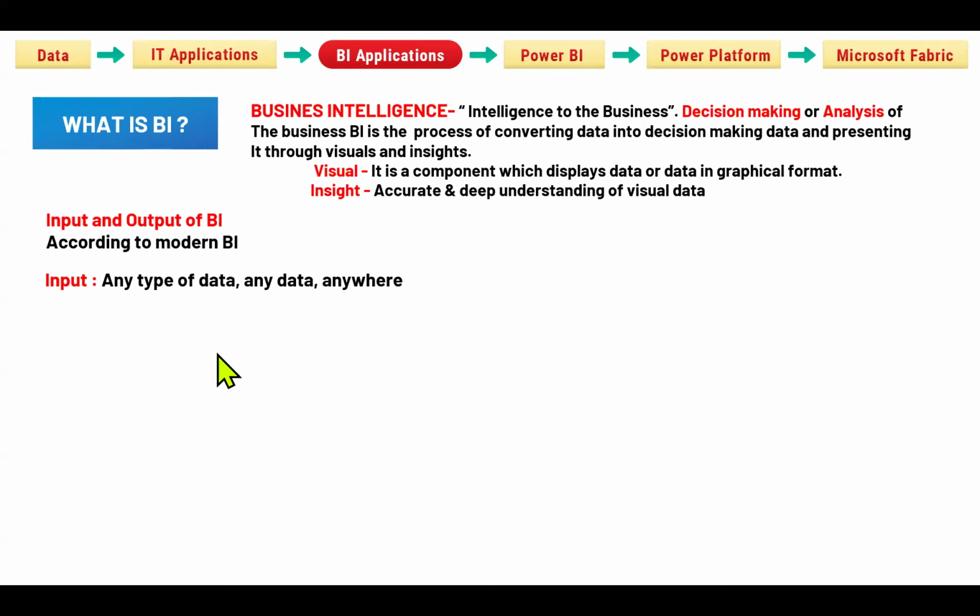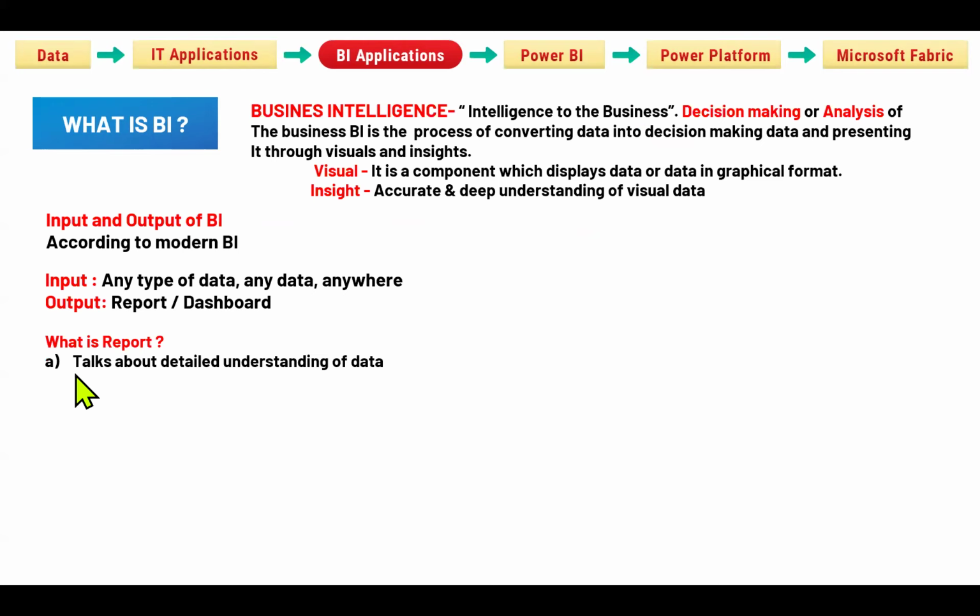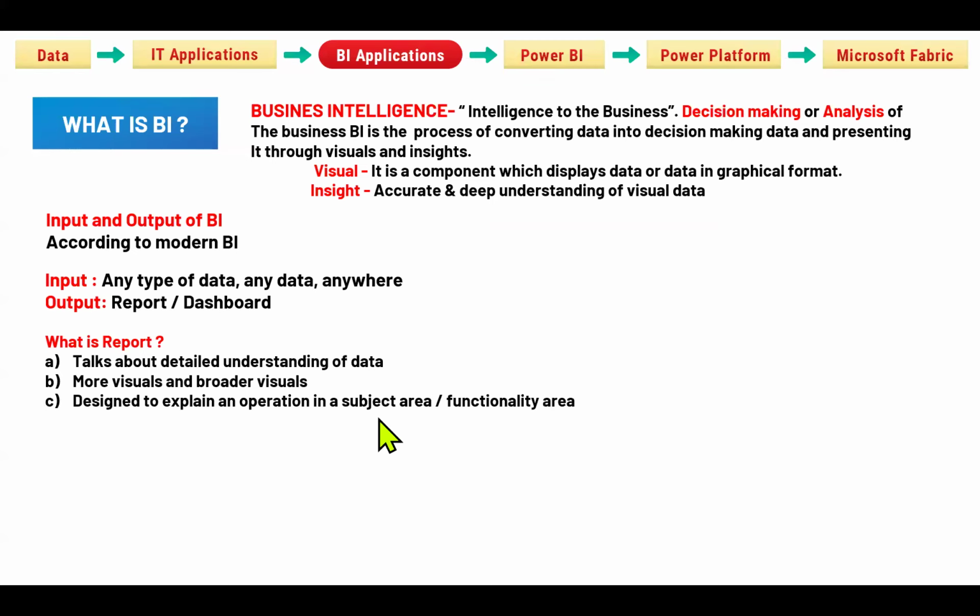Input for any BI tool is data. Output from any BI tool is a report or dashboard. So what is a report? A report talks about detailed understanding of data. Last time I told you, any BI application you take in the market will take data and generate a report or dashboard. So a report talks about detailed data, with more visuals and graphical components available, designed to explain an operation, an individual operation. And we will see in an organization multiple reports.